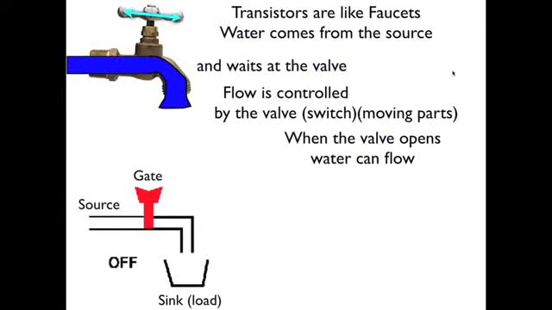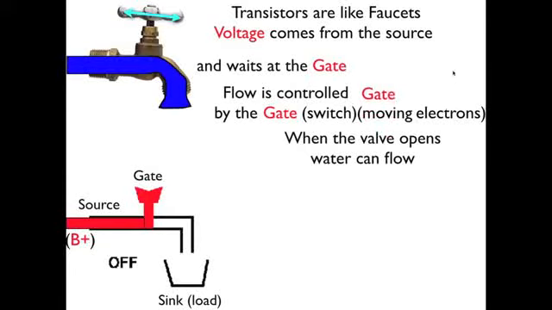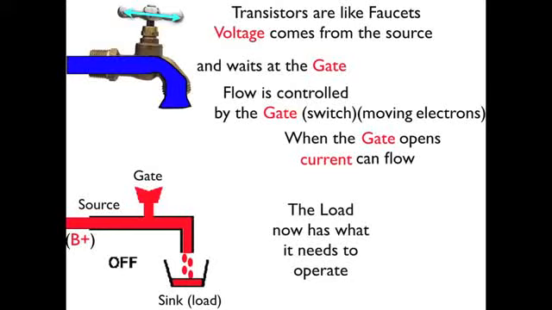Transistors are a lot like faucets, but instead of water, we have voltage that comes from the source, and the voltage waits at the gate like the water waited at the valve. Now, the flow of this voltage is controlled by the gate, but instead of having moving parts, we have moving electrons. And then when the valve opens, or the gate opens in a transistor, current can flow. Once current flows, the load now has what it needs to operate. So thinking of a transistor, think of water and a valve, and you'll have a pretty good impression of how it works.